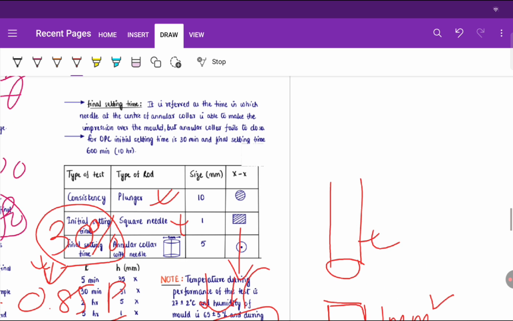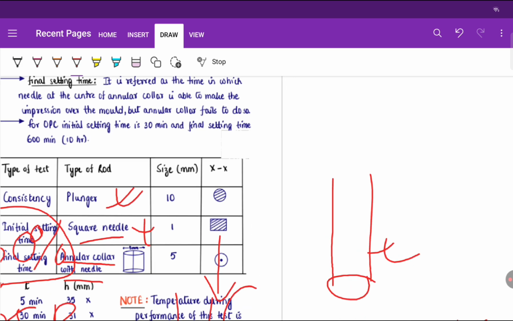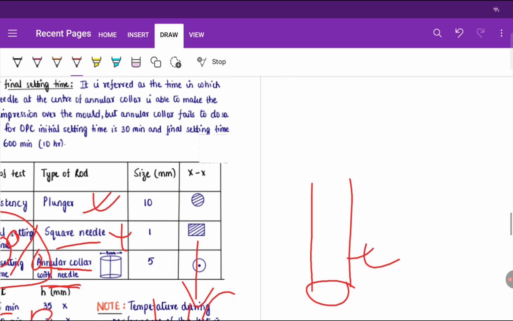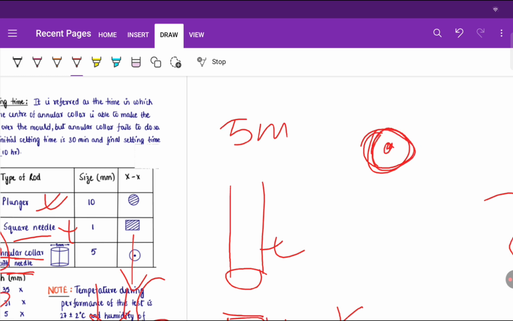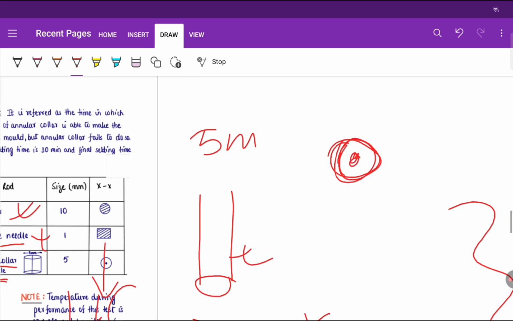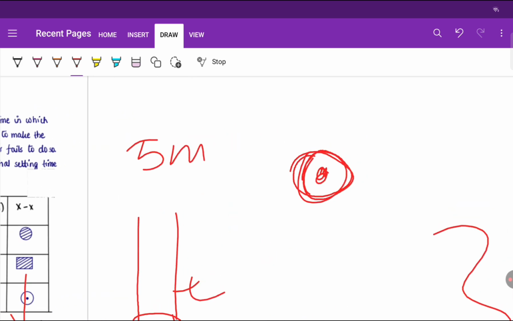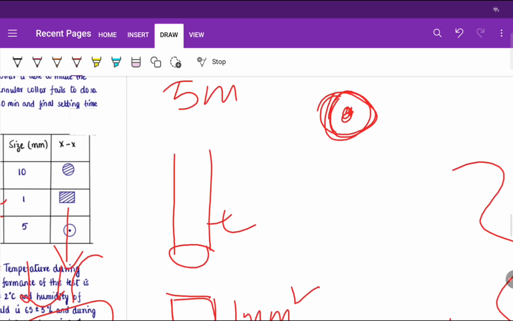For final setting time, we replace the square needle, then we fit an annular collar with the needle. So the diameter given is 5 mm, right? So this is a ring with a needle. This is the ring and there is a needle, right? First of all, when you allow it to penetrate into the mold, both the collar and the needle will penetrate, right?